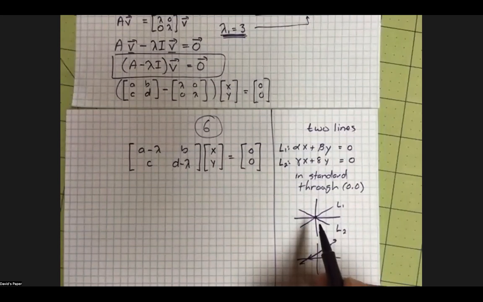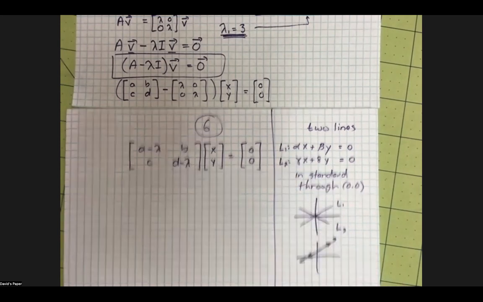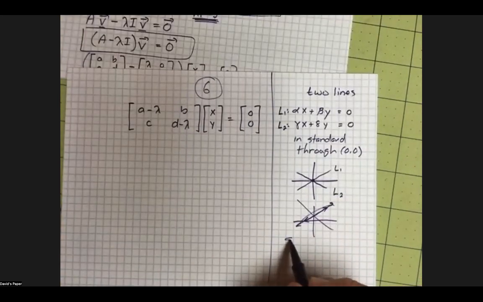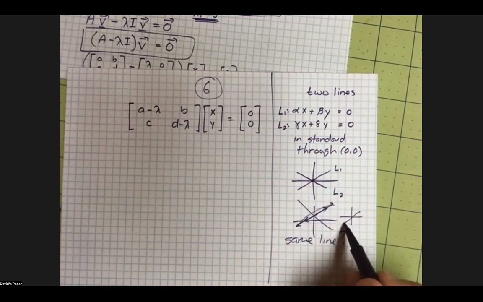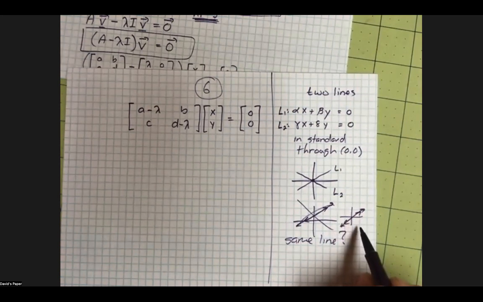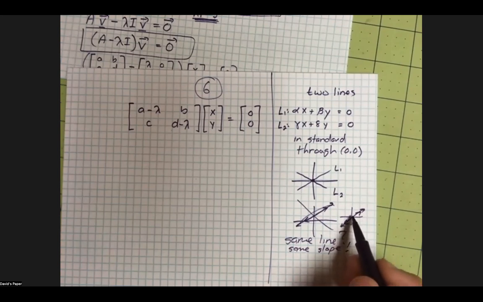But what would it take for these two lines, L1 and L2, to be the same line through the origin? Are they the same line? Well, if they were the same line through the origin, like that and like that, this is a crude drawing. They'd have to have what? They'd have to have the same slope. That's the only way they could be the same line. Since they share the point at the origin, they'd be the same line if they had the same slope.